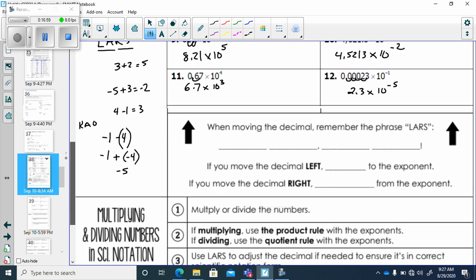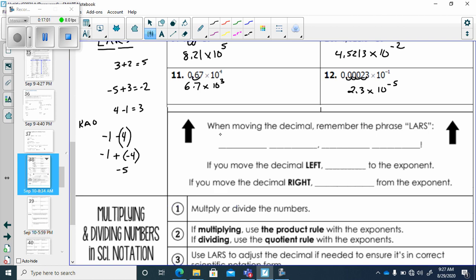LARS. When moving the decimal, remember the phrase LARS. Left, add. Right, subtract. If you move the decimal left, add to the exponent. If you move the decimal right, subtract from the exponent.